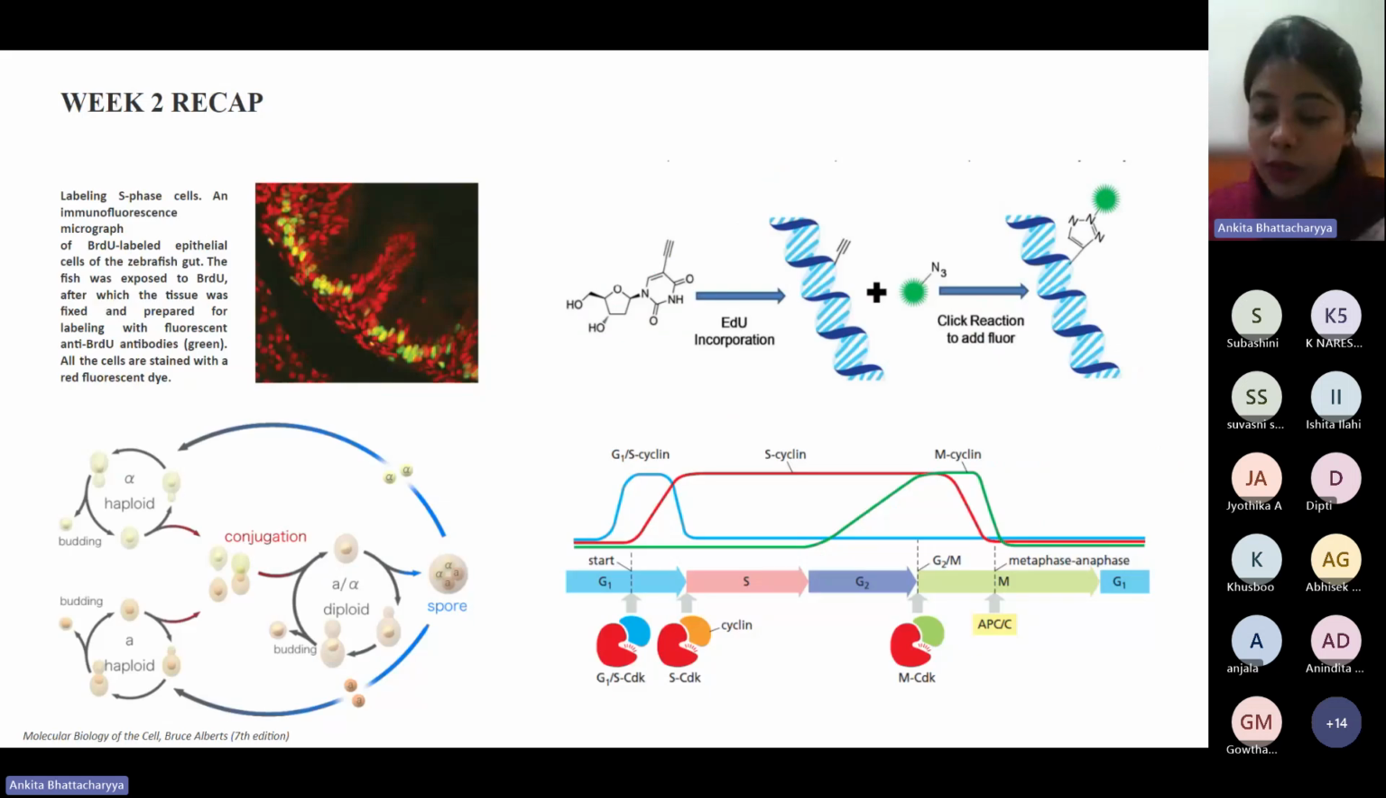So this was a technique. I separately mentioned it because, A, it is part of Albert's, and B, it will give you an idea of the idea behind studying the cell cycle in so much detail. So it is helpful in that regard as well.